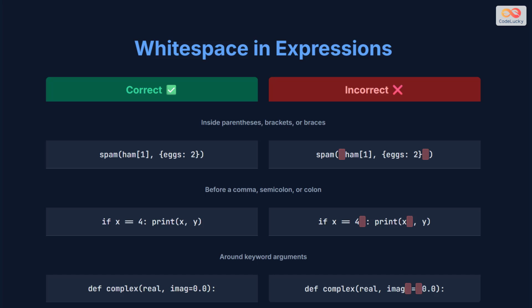Whitespace can make or break readability. You want to avoid extraneous whitespace in certain situations. For example, do not put spaces immediately inside parentheses, brackets, or braces. Also, avoid putting spaces before a comma, colon, or semicolon. However, you should use spaces around operators like the equals sign or plus sign to let the code breathe.